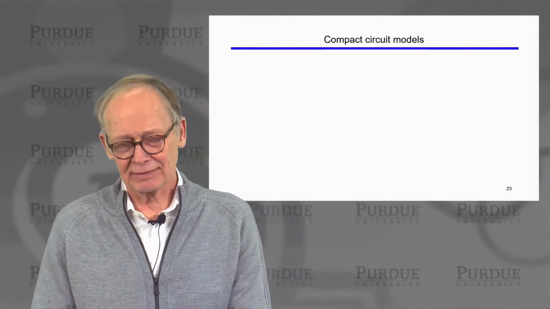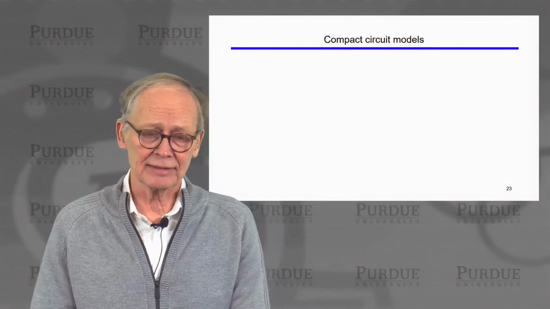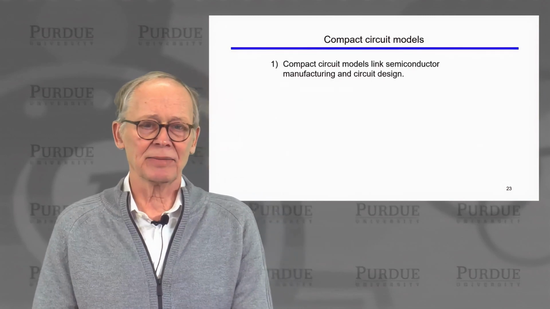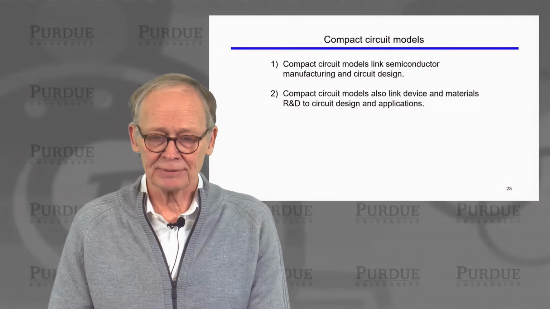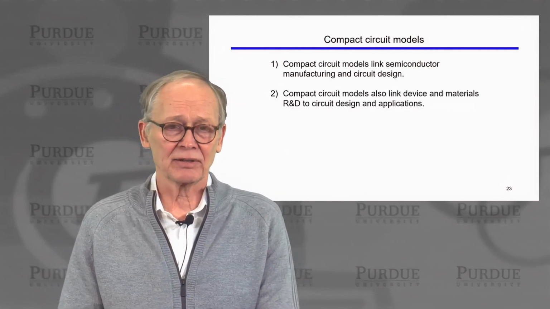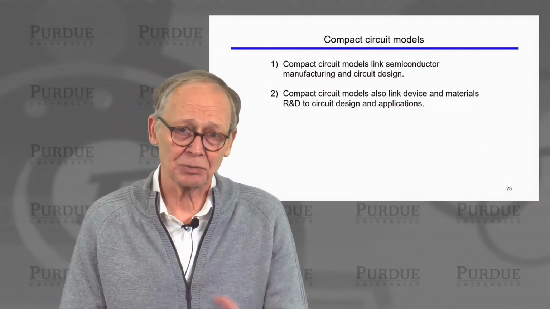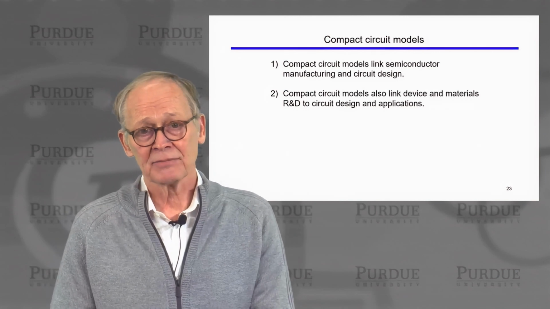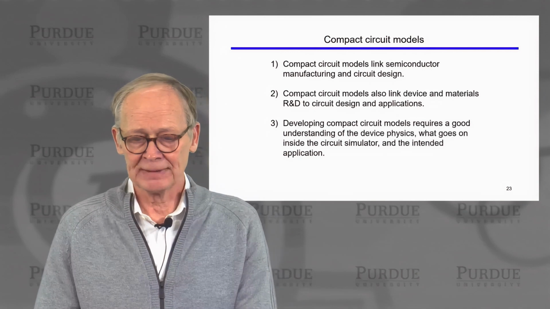So the final topic that we discussed in this unit was compact circuit models. And we just very quickly made a few points that they're the link between the designer and the manufacturer. They also are a link between people doing earlier stage technology development who need to explore what the implications of this new technology would be on circuits and systems to justify the development of that new technology.